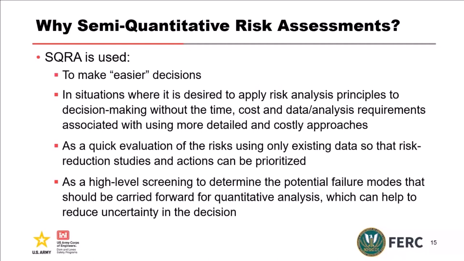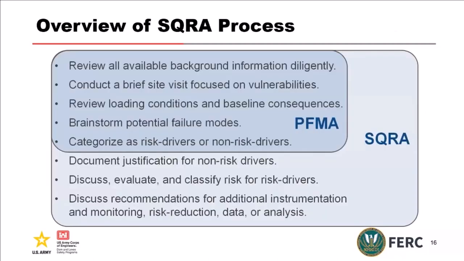So here's an overview of the whole SQRA process. I talked about that PFMA piece a bit, the potential failure mode analysis. That is a step in an SQRA. The PFMA is the part where we brainstorm potential failure modes and categorize them as risk drivers or non-risk drivers so that we can decide what we're going to focus our efforts in the SQRA on. So we are actually assessing the risk: discuss, evaluate, and classify the risk for risk drivers.